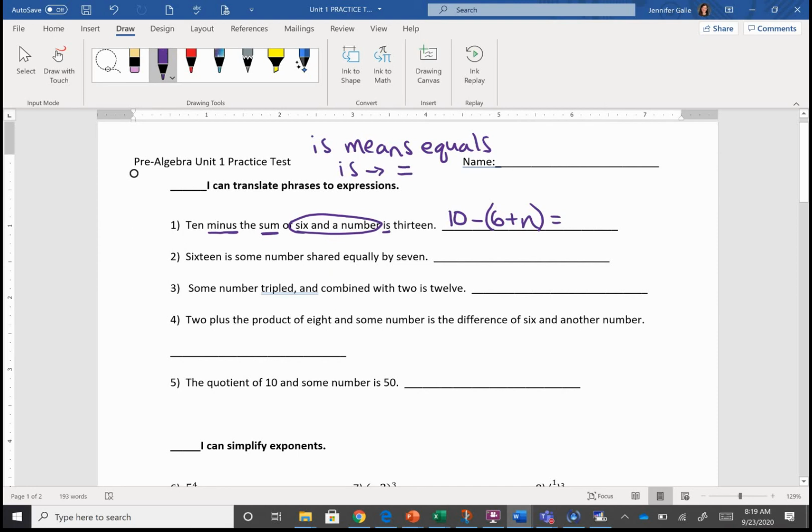That was one of the key words that we didn't get on our foldable, but I know a few people asked me about that today. So if you want to put is means equals on the back of your foldable, you sure can.